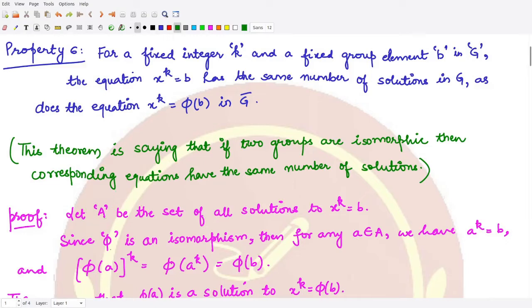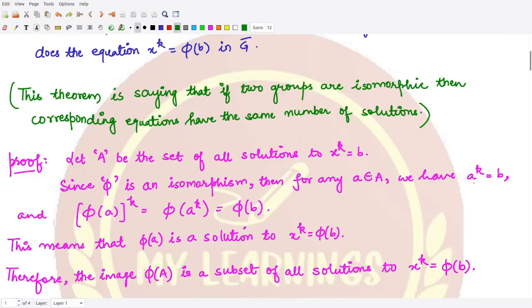Then, because phi is an isomorphism, if we take any solution small a from the set capital A, it would satisfy our equation x raised to the power k is equal to b because a is its solution. So therefore we would have a raised to the power k is equal to b. And moreover, because phi is an isomorphism, we may write phi of a raised to the power k as phi of a, whole raised to the power k. And what is a raised to the power k? a raised to the power k is equal to b. So we can write in place of a raised to the power k the value b.